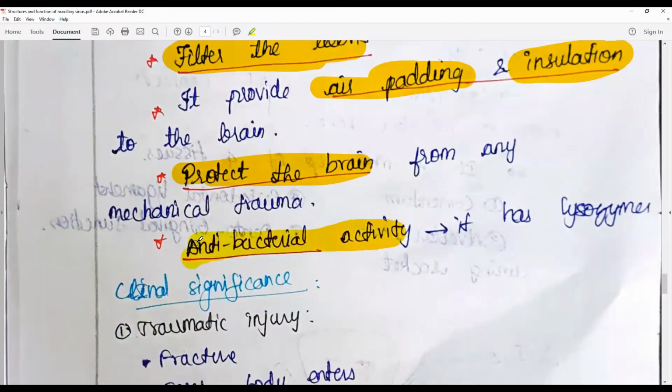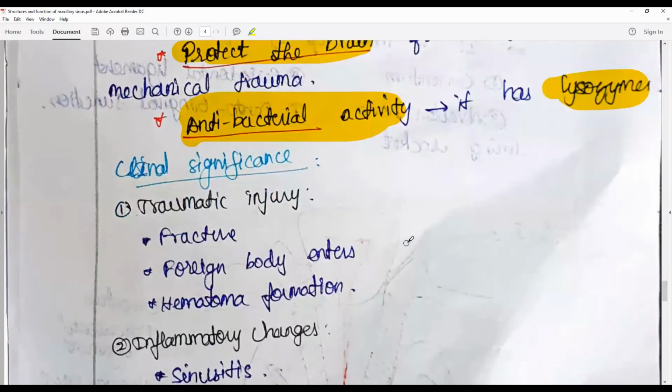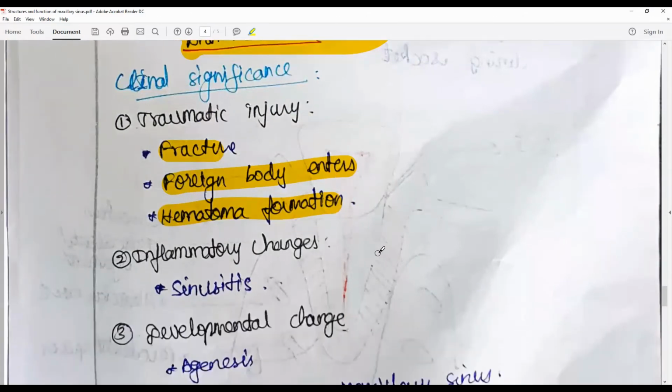Also, their secretions have antibacterial activity because they have a lot of lysozymes. Traumatic injury to the area, because they are prominent in the face, could lead to fracture. Foreign body entry through an oroantral fistula is possible. Hematoma formation in the area can be very grievous because it can be transmitted via the cavernous sinus, causing thrombosis. The inflammatory changes associated with infection, bacterial or viral, is sinusitis. It is very commonly mistaken for odontogenic infection of the maxillary tooth.